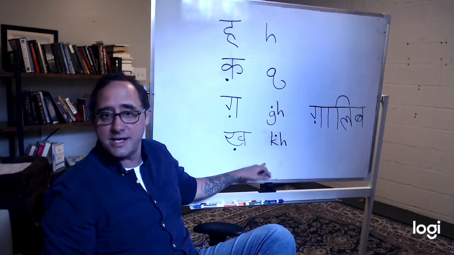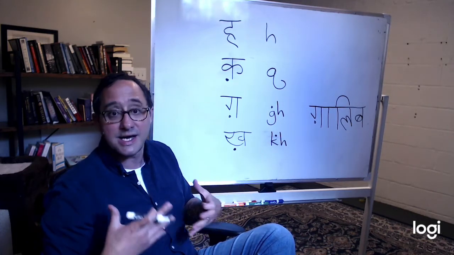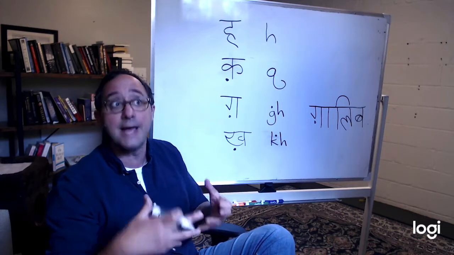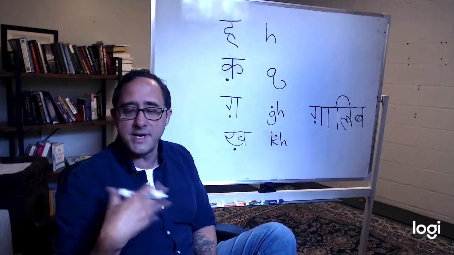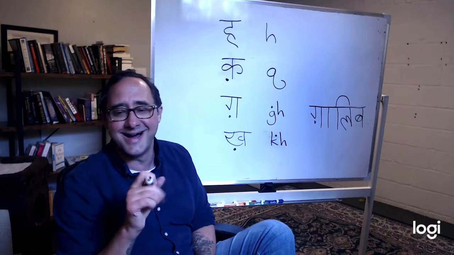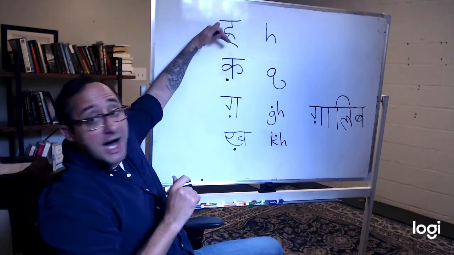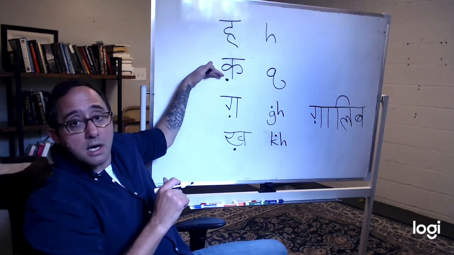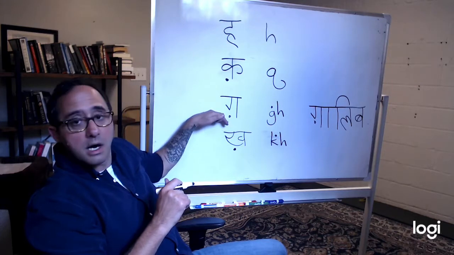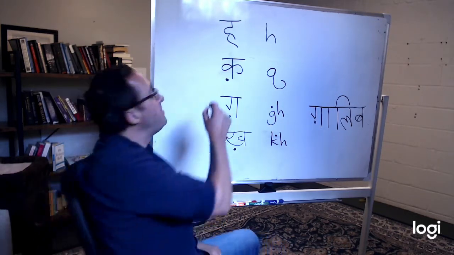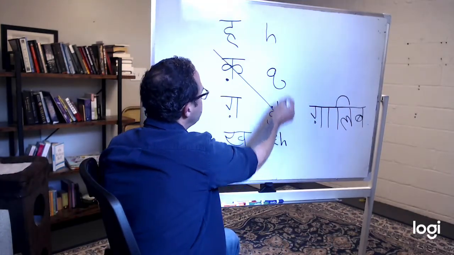That might have been in Hindi, but it might not have. It's in many Hindi words. Khali, khali. That means to be free. For something to be empty, khali. Or for me to be free from work, khali. I think, yeah, khali. So, kha, qa, ga, kha.